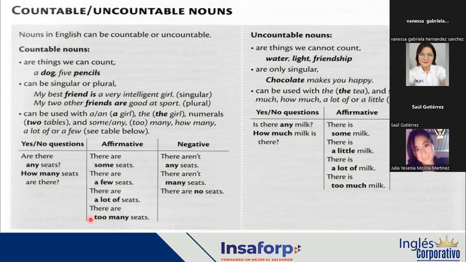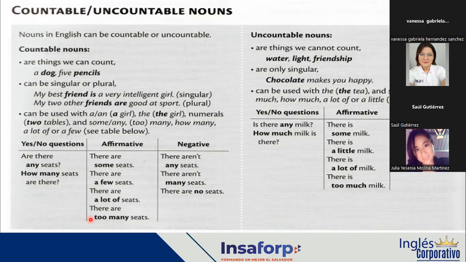They are similar to each other. So, what we have to understand is that even though, aunque parecen similares, pero no significan lo mismo. Son algunos. A few, unos pocos. A lot of, muchos. Too many, demasiados. So that's what we have to play with. Tenemos que aprender a jugar con eso.